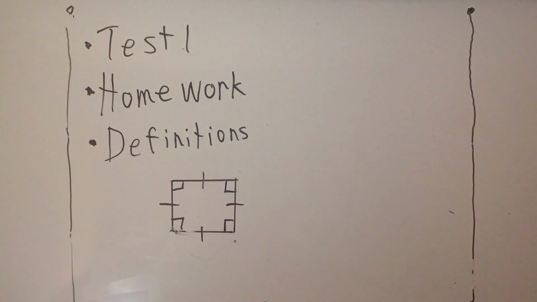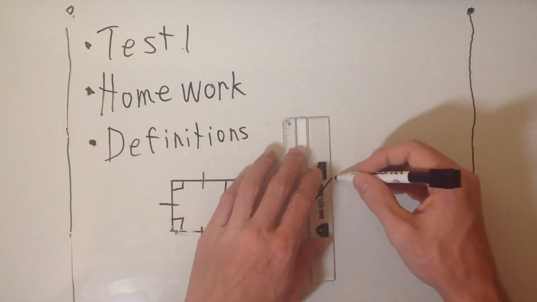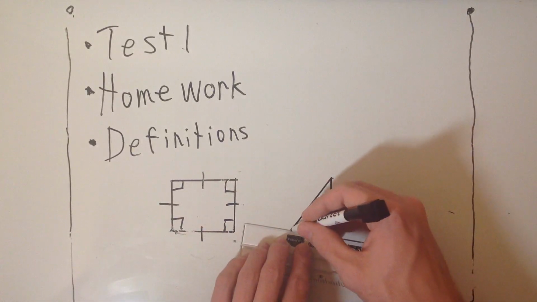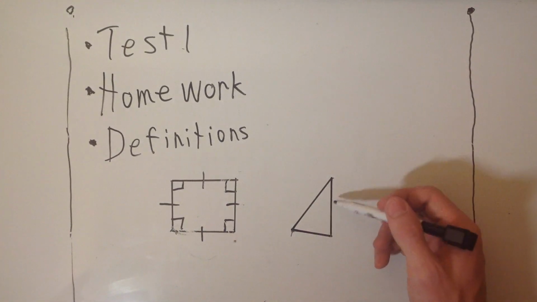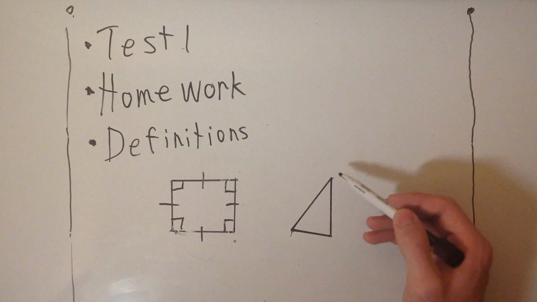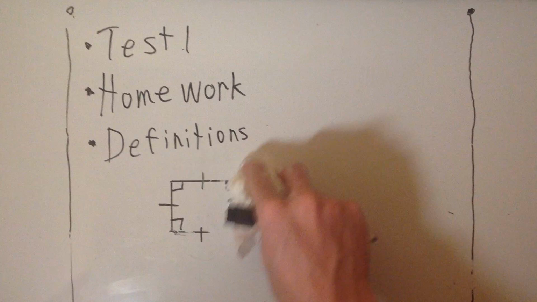Now let's do the same thing for a triangle. A triangle is actually a lot simpler than a square because all it requires is to have three line segments meet up at three different vertices. And there we have a triangle. It's very simple.